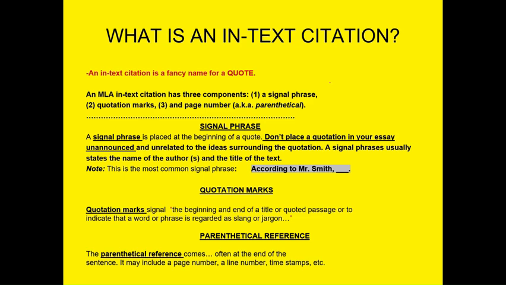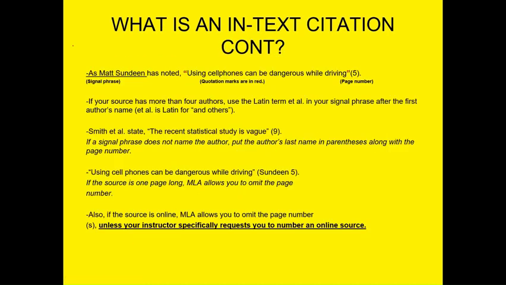Signal phrase. The easiest signal phrase is "according to." That signals that, hey, a quote is coming. Then your quotation marks around your quote. And then your parenthetical page numbers. If it's a poem, it will be line numbers. If it's a video, it's going to be a timestamp. This is what an in-text citation looks like. As Matt Sundin has noted, that's my signal phrase, or I could have said according to Matt Sundin. And then quotation marks around my quote. And at the end, I have my page number. That basically means this quote was found on page 5.